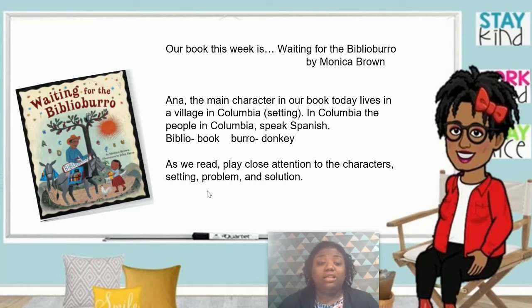Biblioburro. When I look at the front cover, I see a man sitting on top of a donkey. The donkey has the shells hanging from the side, and it looks like there are books there. And then I see a little girl. She has something underneath her arm. I see chickens. So, maybe the donkey is riding around with books, and maybe the man passes out the books from the donkey's back. We have to read to find out.